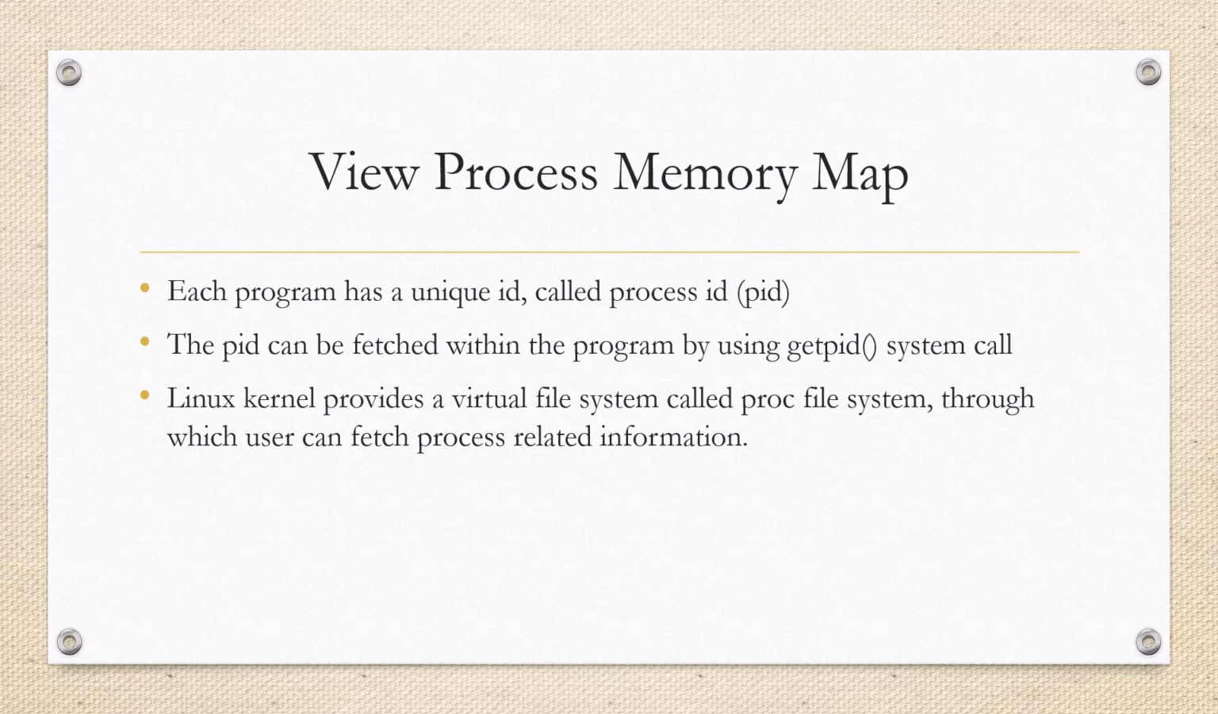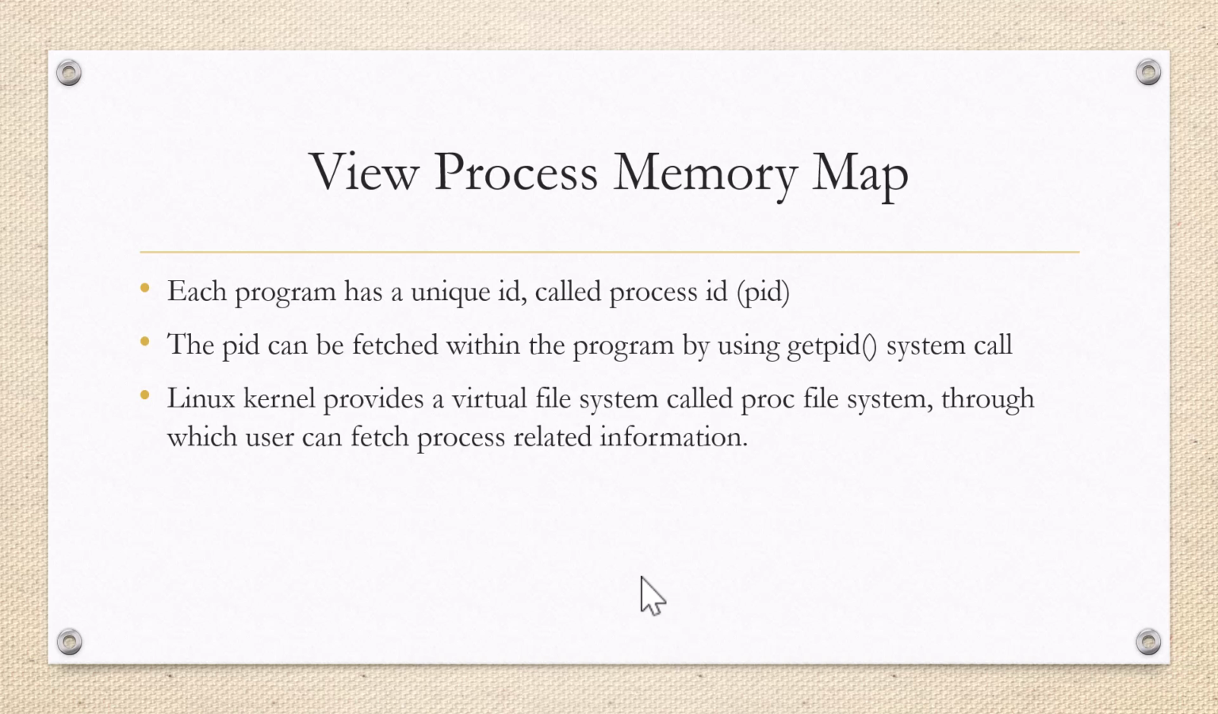As shown in this slide, for each program there is a unique ID, the so-called process ID. In short, we call it a PID. The PID can be fetched within the program by using a system call called getpid. So I will be using this getpid system call to print out the process ID.